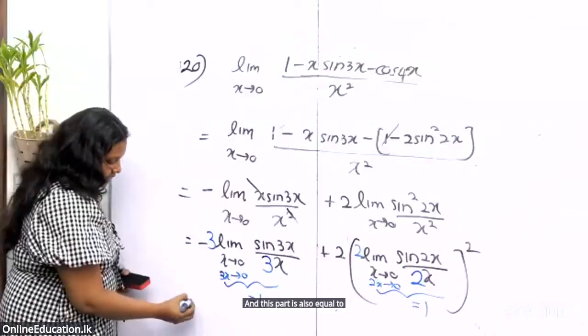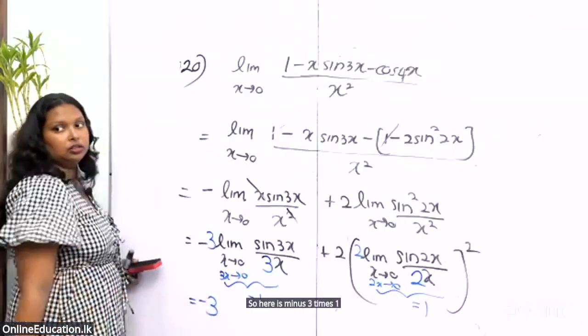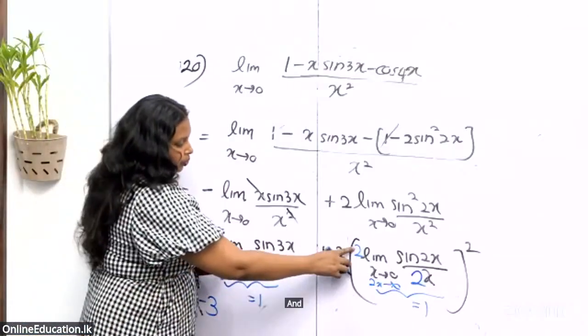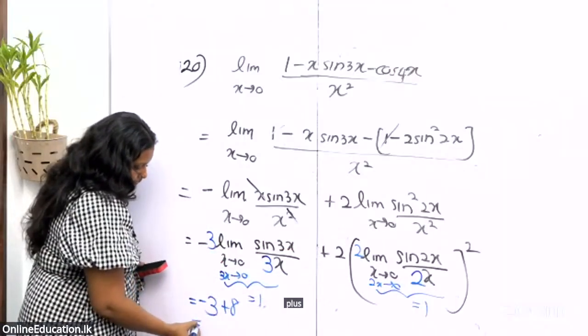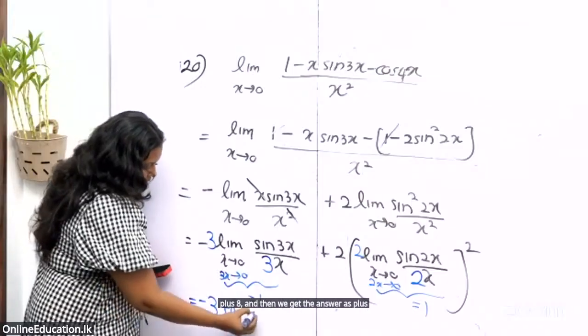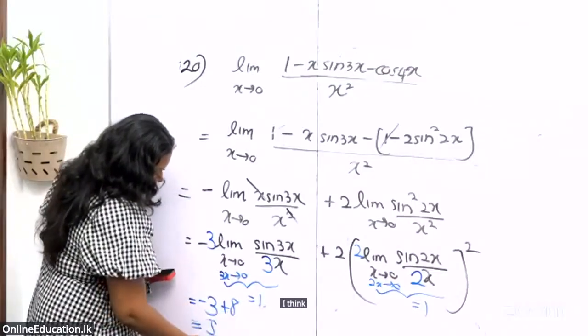Clear? So here is minus 3 times 1, minus 3. And here 2 into 2 squared, that is plus 8. Plus 8, and then we get the answer as plus 5. I think you also got the answer as 5.